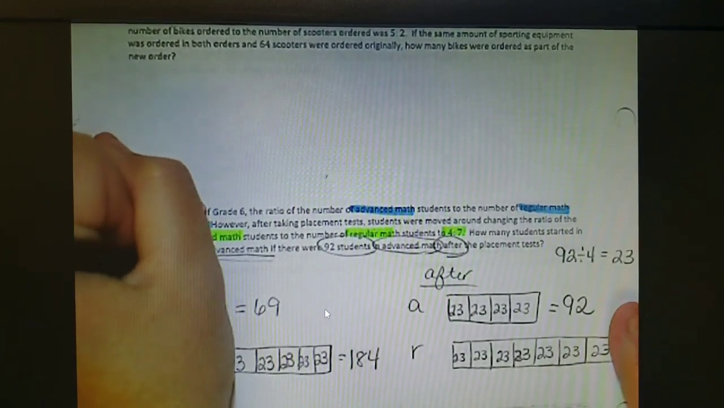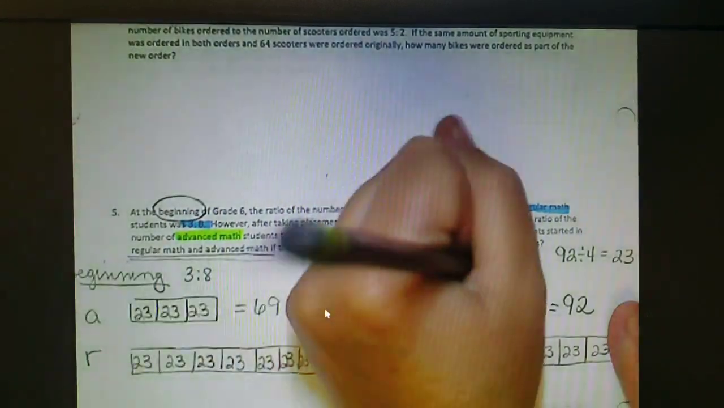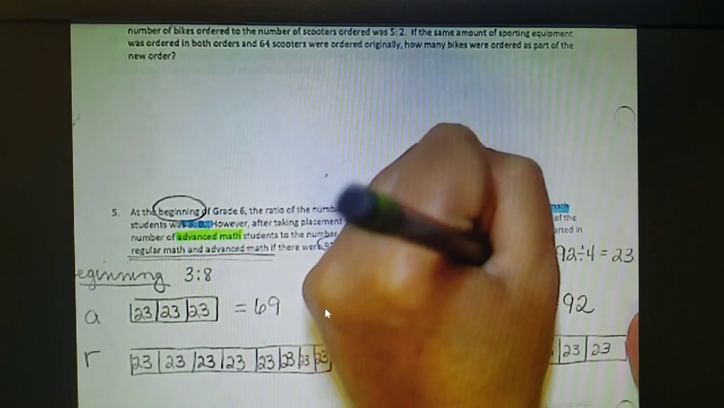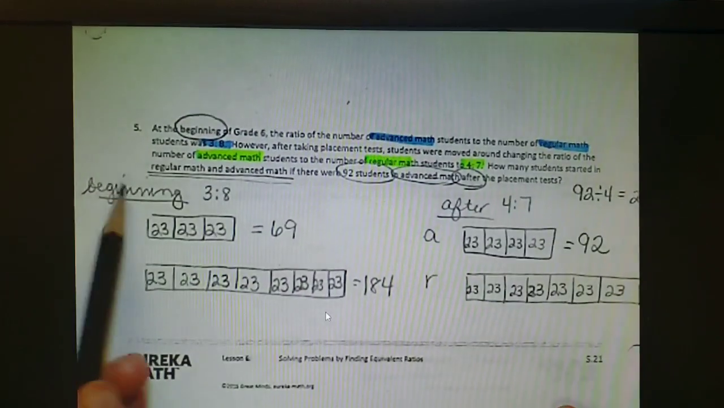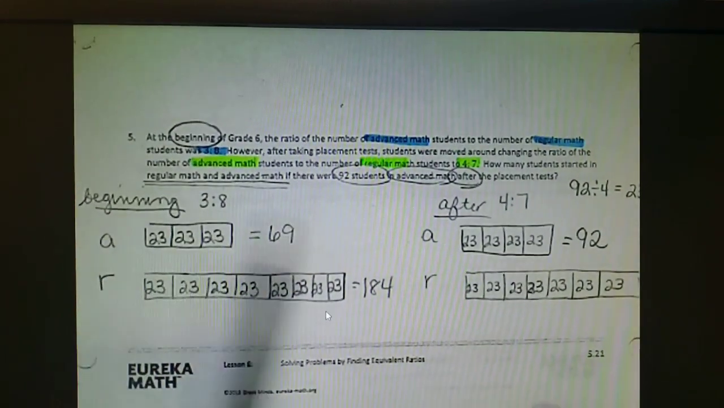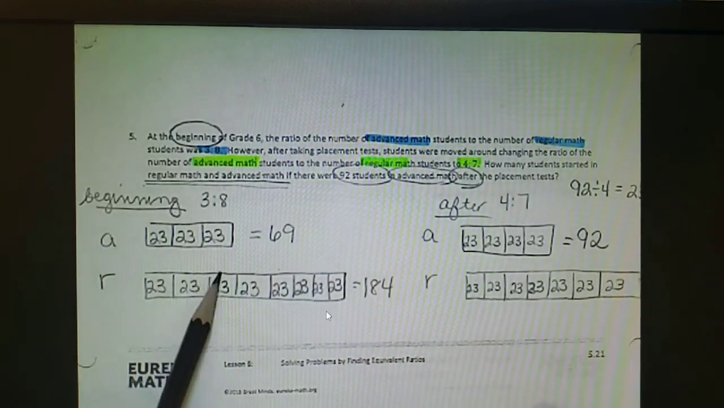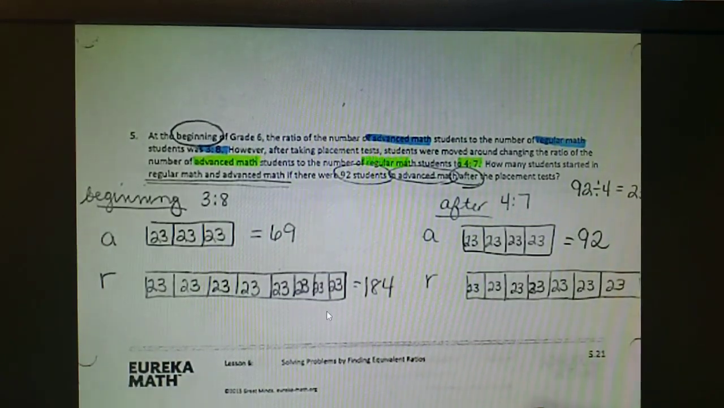Okay, and I just realized I didn't write the original ratio in, which is something I made you guys do when we did notes today, so I'm just going to write that in real quick. Okay, and then the question is, how many students started in regular math and how many students started in the advanced math? So it just wants this side because we want the how many kids started.